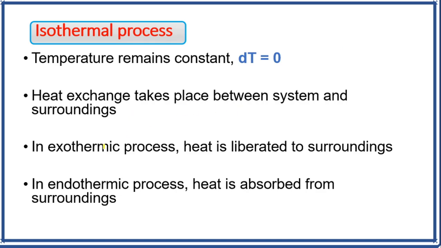Because let us suppose the process is an exothermic process. So what happens in an exothermic process? Heat will be liberated, and if this liberated heat is not given to the surroundings, then the temperature of the system will increase. So then it cannot become an isothermal process. So to maintain the temperature constant, the liberated heat should be given out to the surroundings. In the opposite way, in an endothermic process, if heat is required, the heat should be absorbed from the surroundings, because the system has to maintain its temperature constant. So this is the isothermal process.